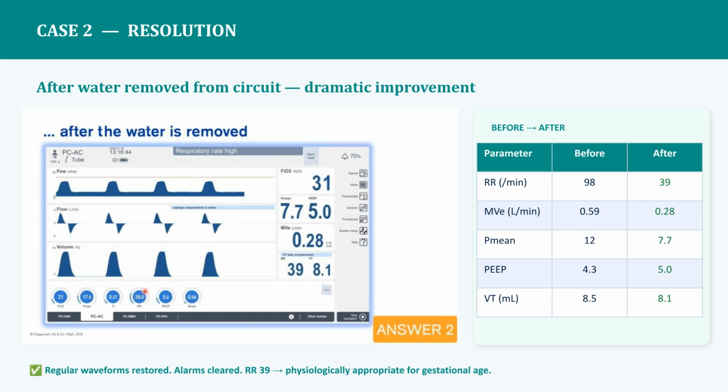After the water was removed, there was a dramatic improvement. The waveforms are regular and alarms are cleared. The respiratory rate dropped from 98 to 39 per minute, a physiologically appropriate rate. This highlights the importance of checking for circuit water before adjusting ventilator settings.